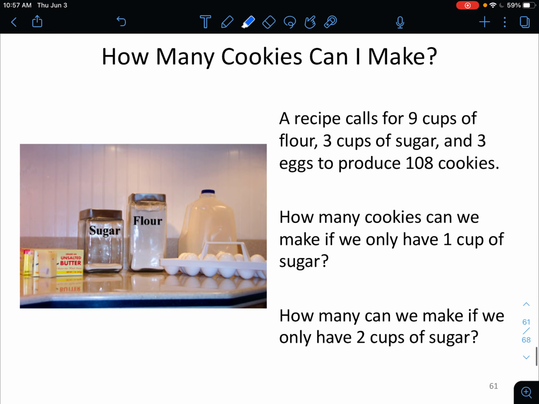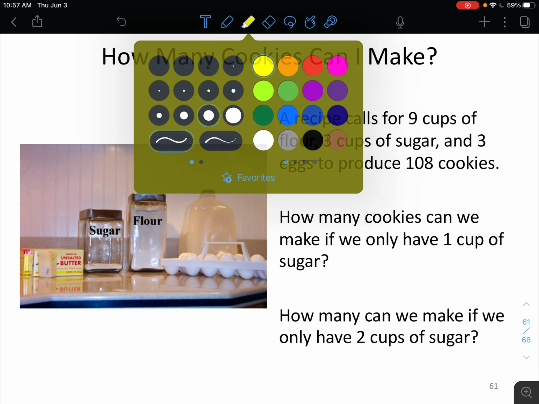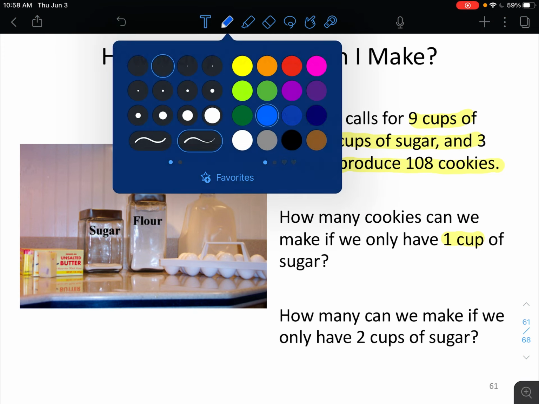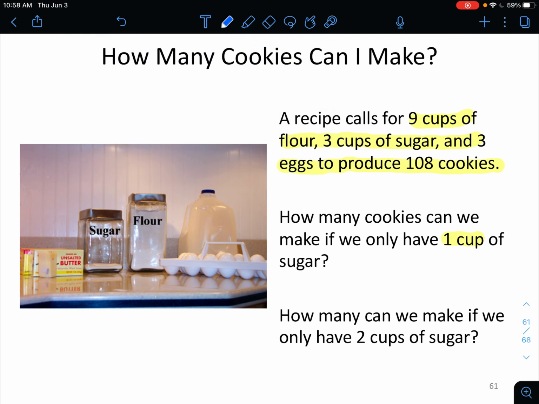Okay, so here's my weird recipe for cookies: 9 cups of flour, 3 cups of sugar, and 3 eggs to make 108 cookies. In the first question, I asked, how many cookies can we make if we only have 1 cup of sugar? So we needed 3, but we only have 1. So we can make 1/3 of what we would theoretically be able to make according to the recipe. So that would be 108 divided by 3, right? And that should be 36 cookies.